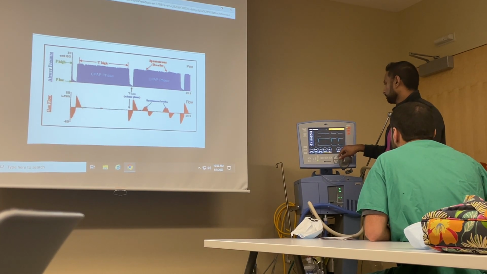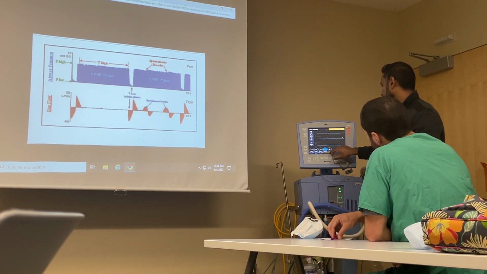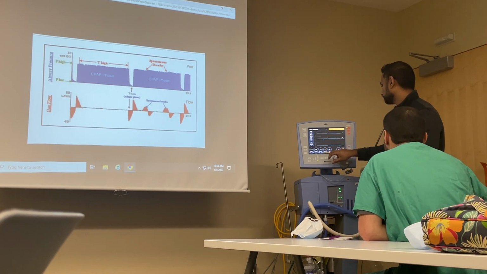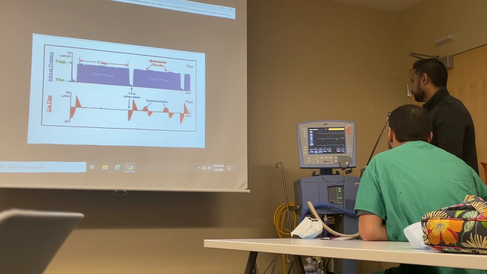Okay, so let's do a pressure high of 20, and a pressure low of 5. FiO2, all that. All right, let's see if I can mimic this in this setting here.